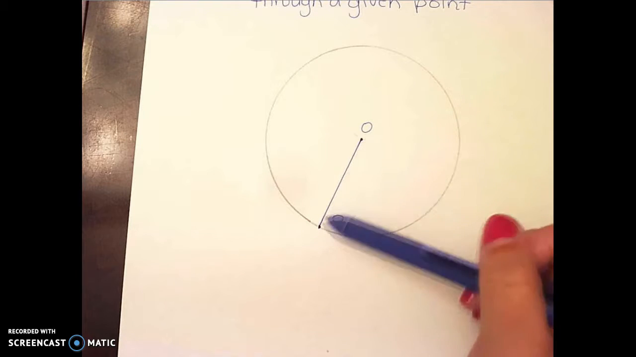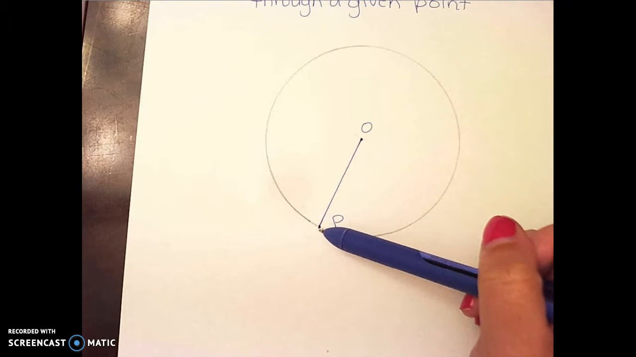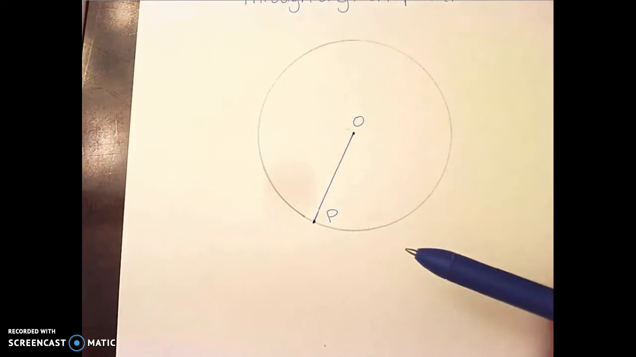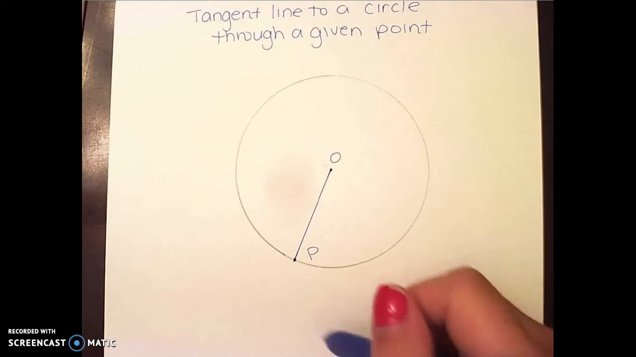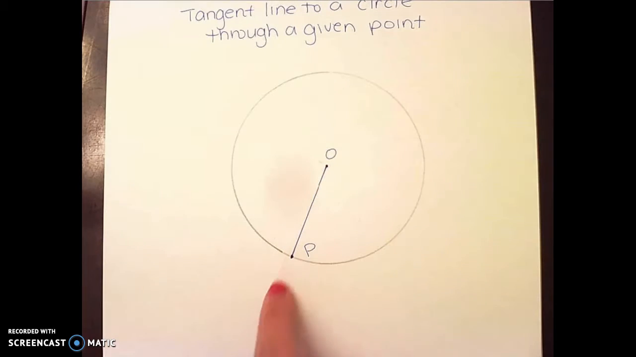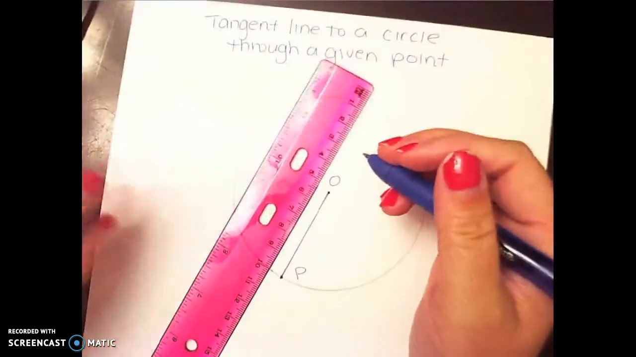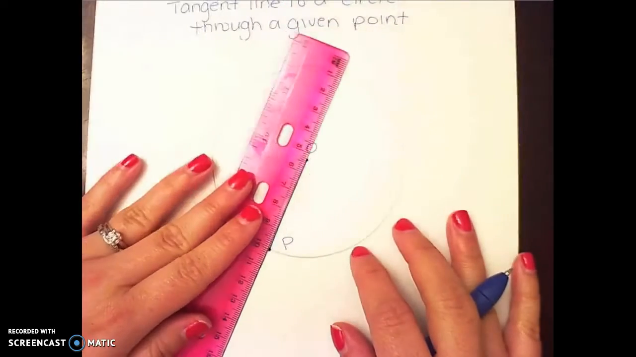So we need to know that a tangent is perpendicular to the radius, where it intersects the radius. So we want a tangent line through point P. We need the tangent line to be perpendicular to our radius. So we're going to use the perpendicular bisector construction. And in order for our line to go through point P, I actually need to extend my radius so that point P is the midpoint, because a perpendicular bisector goes through the midpoint of the segment.